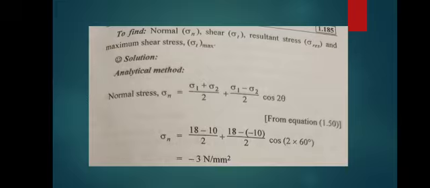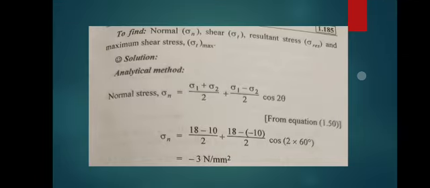Okay, therefore (18 minus 10) divided by 2 plus (18 minus into minus, minus into minus plus 18 plus 10) by 2 cos 2 into theta value 60. Okay, you get the answer as minus 3 Newton per mm square, which means the normal stress is also compression. Okay, compressive stress. Negative sign indicates the compression.